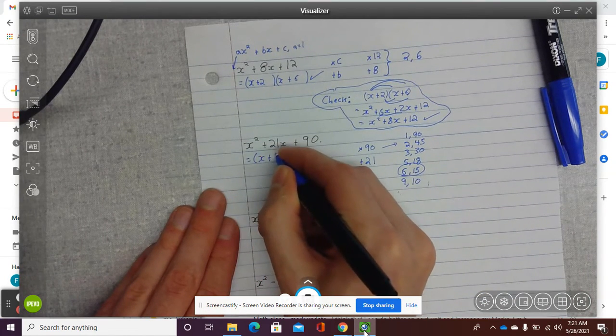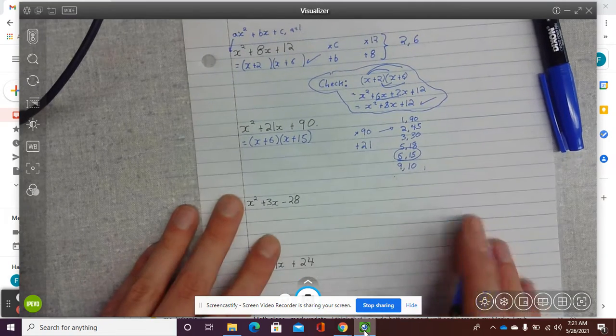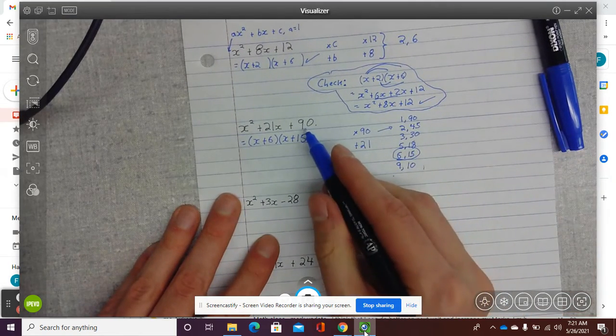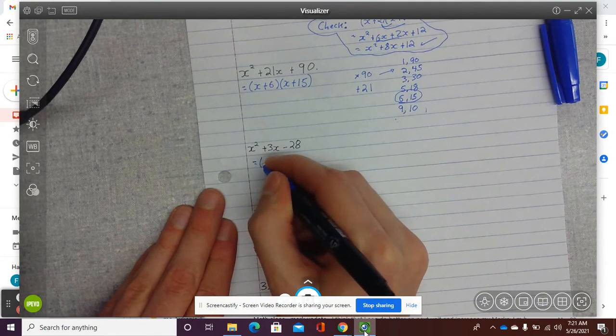So this will be factored as x plus 6, x plus 15. So I think a systematic approach really helps, especially when your c value is relatively large. Again, we've already done most of the problem.